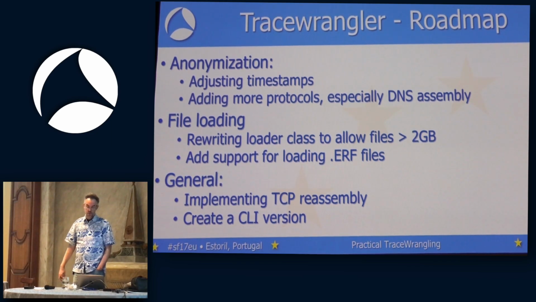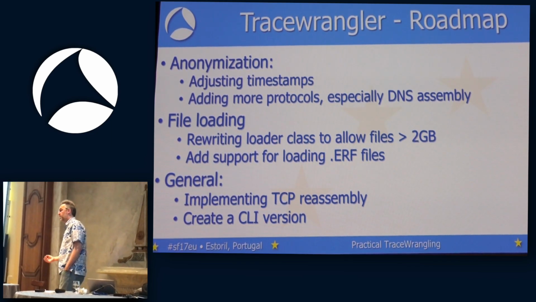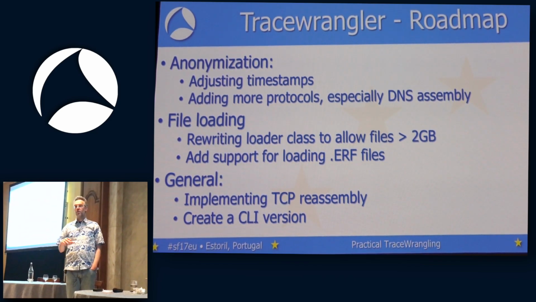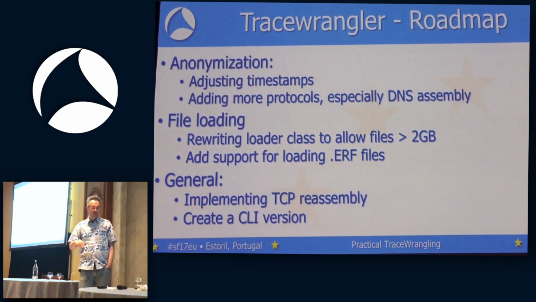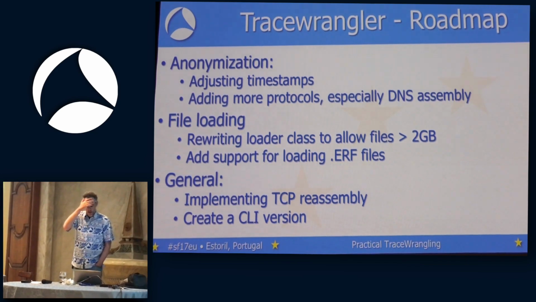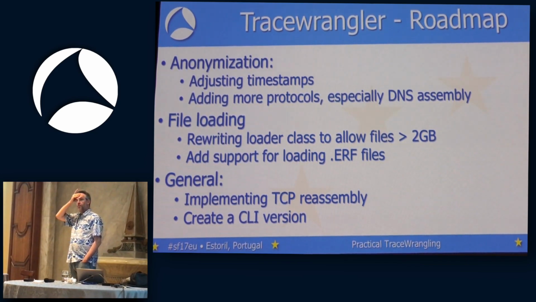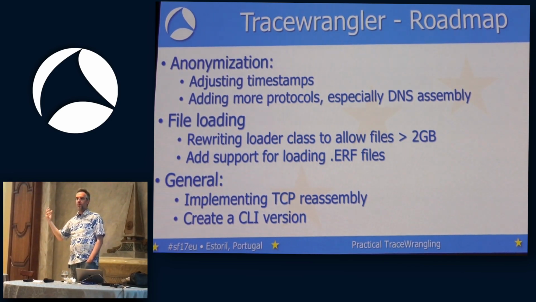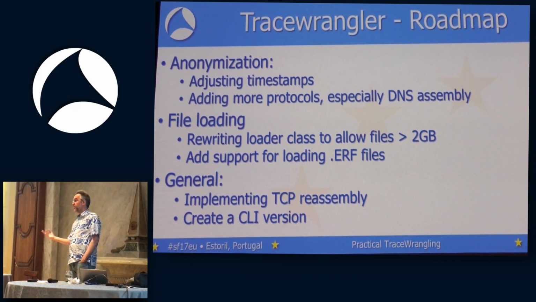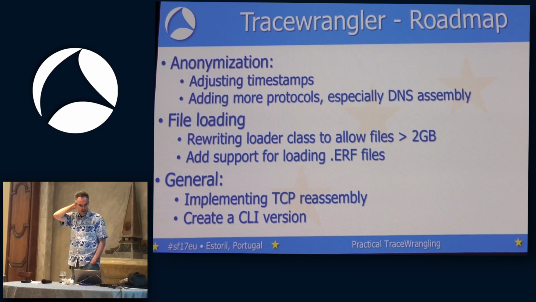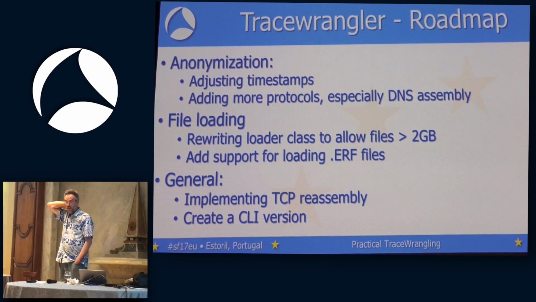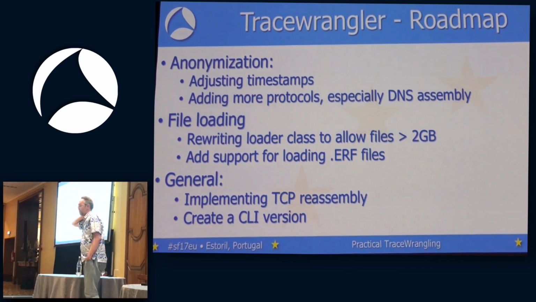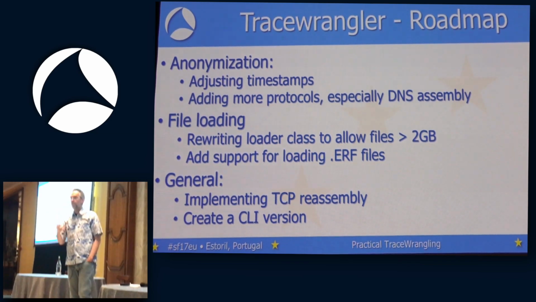My loader is limited to 2 gigabytes because I'm using a special Windows method of reading the file in the fastest way possible, but I didn't put in the additional offset moving that I need to read more than 2 gigabytes, so I need to do that. I need to add loading ERF files, which is the file format from Endace. They write their files in that format, and it's a streaming format which is really fast, so I want to be able to read it. Then the biggest thing of them all is implementing TCP reassembly. TCP reassembly is a nightmare on a different level because you can have retransmission, you can have missing packets, and you need to find a way to deal with them.